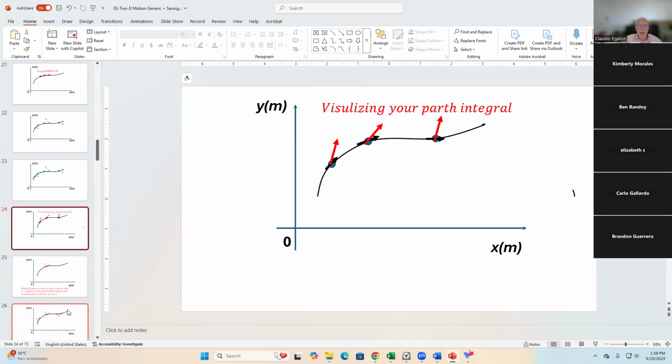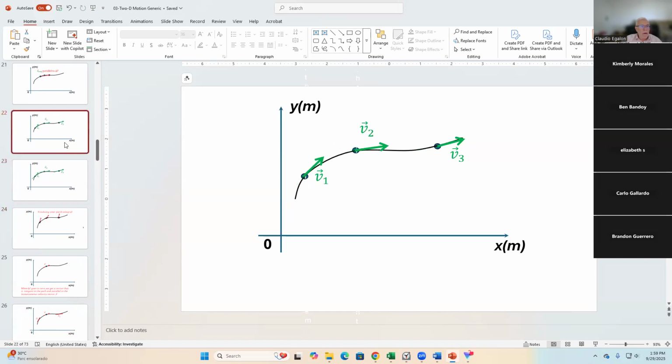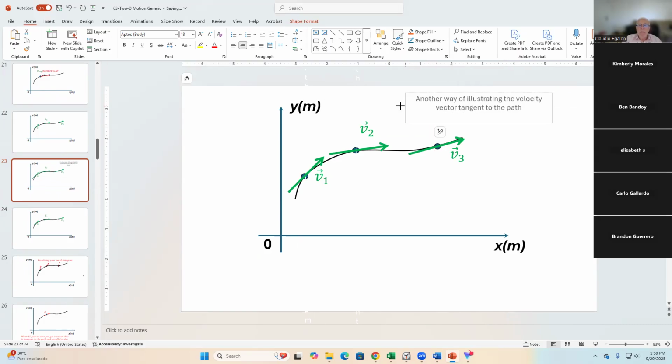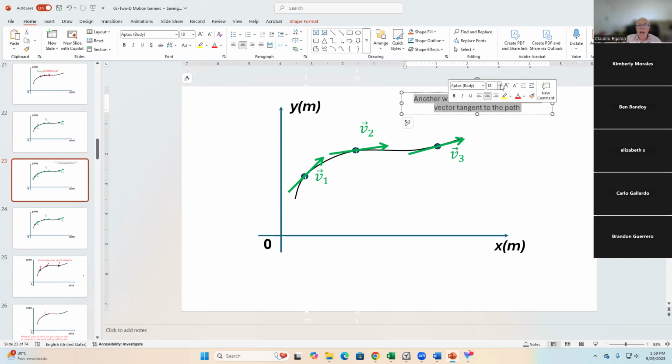Let's see what we have here. Okay. Now, going back here, note that this velocity vector, and I'm going to write it down, is another way of illustrating the velocity vector tangent to the path. It doesn't matter what type of motion it is, the velocity vector will always be tangent to the path of the object.